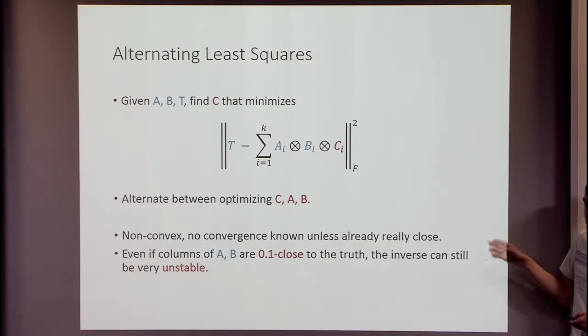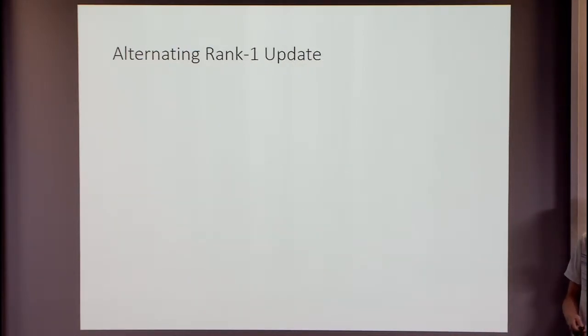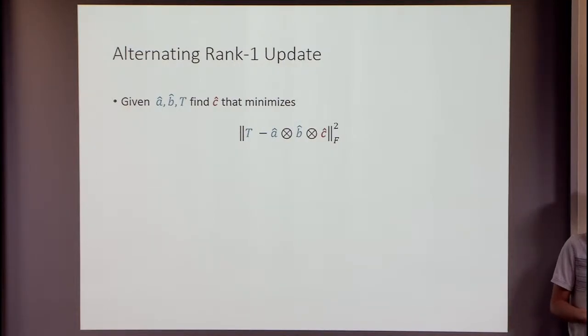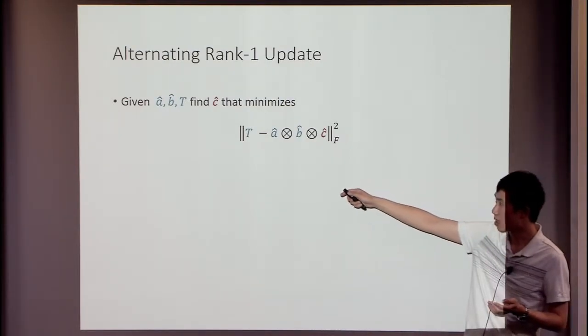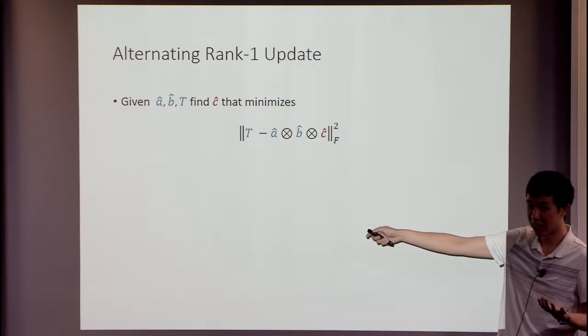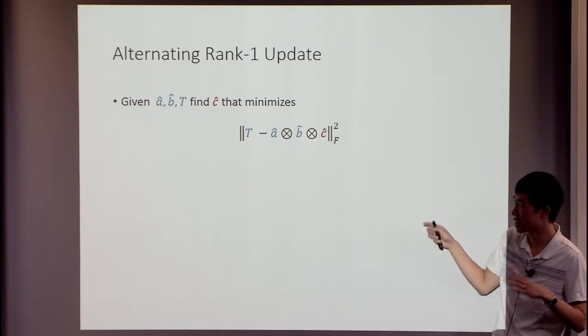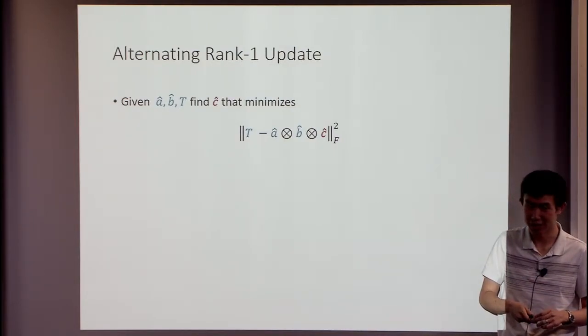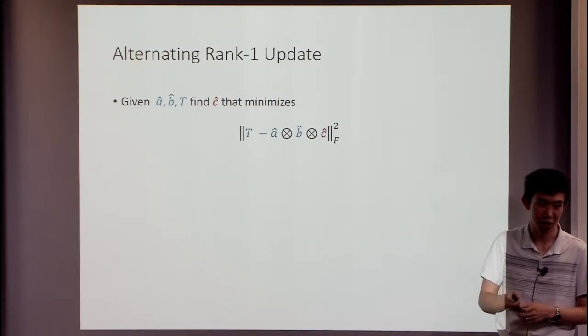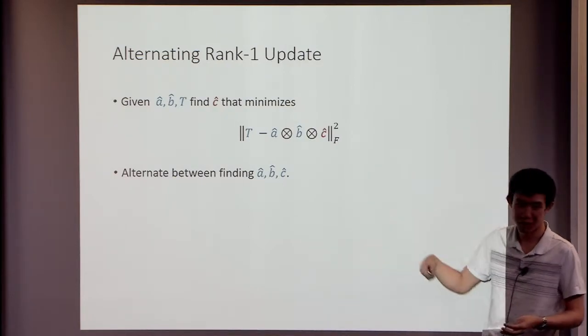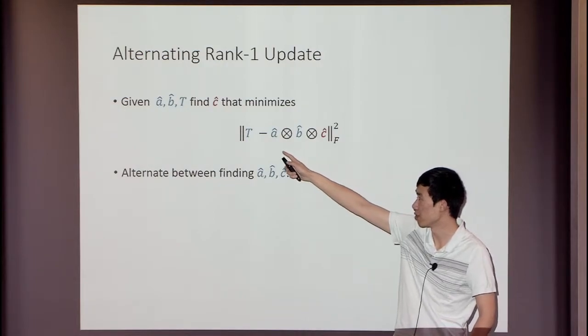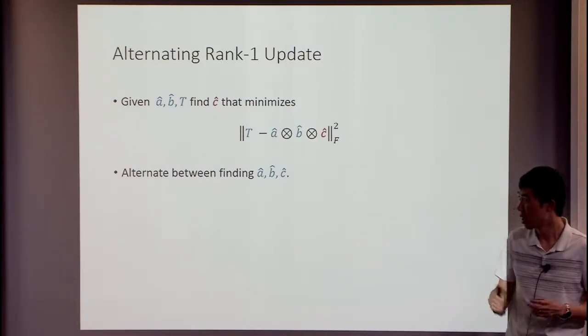So sometimes, in order to overcome these problems, people instead use alternating rank 1 updates. Here the idea is that I will not try to find the rank k decomposition in one shot. Instead, I will try to find a rank 1 approximation to the tensor, and hopefully this rank 1 approximation will be close to one of the components. Given this tensor T, we guess initially A hat and B hat, and we minimize the difference between T and this rank 1 component. In a sense, this is trying to find the best rank 1 approximation of the tensor. But of course, if we optimize over all A, B, and C, it's still not convex. Similar to the previous algorithms, this algorithm alternates between finding A hat, B hat, and C hat until it converges.